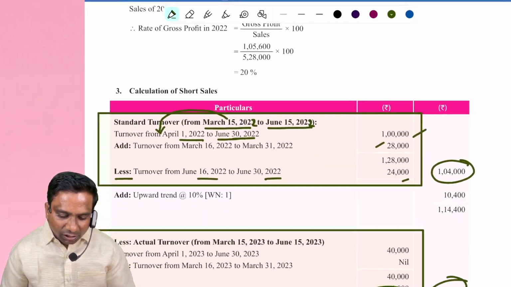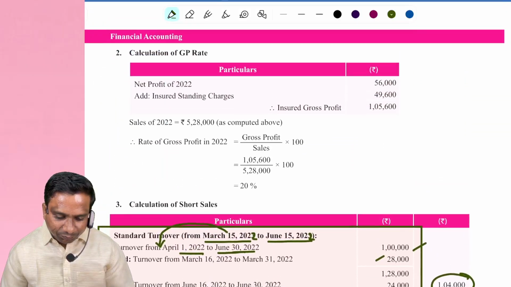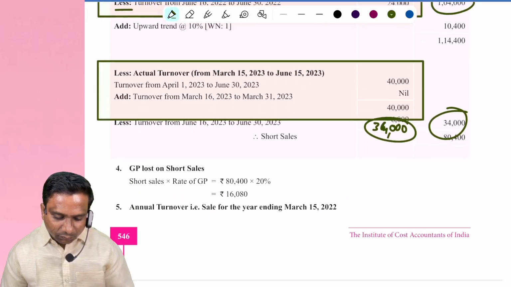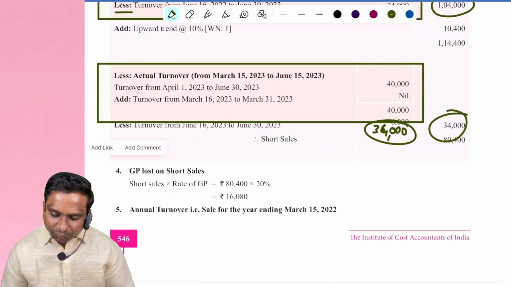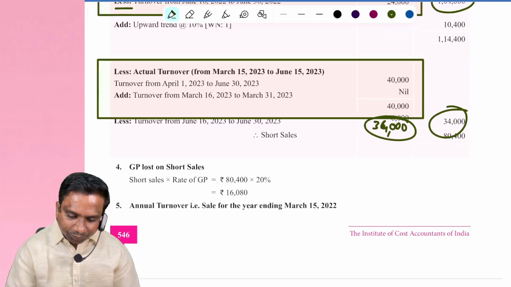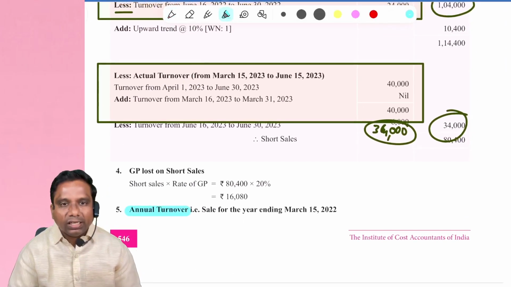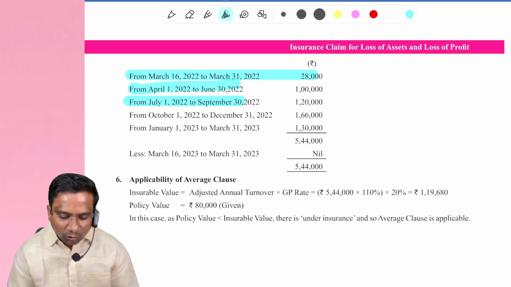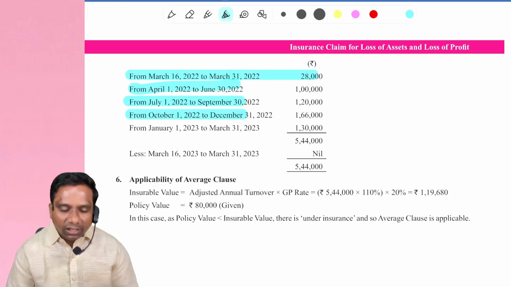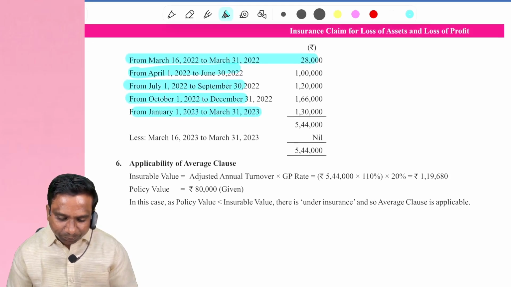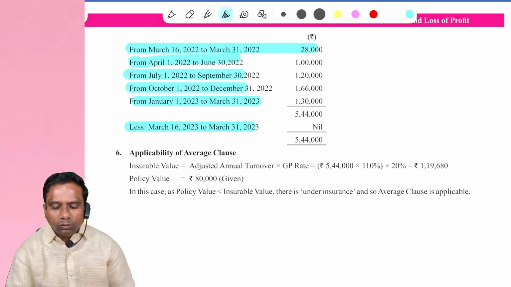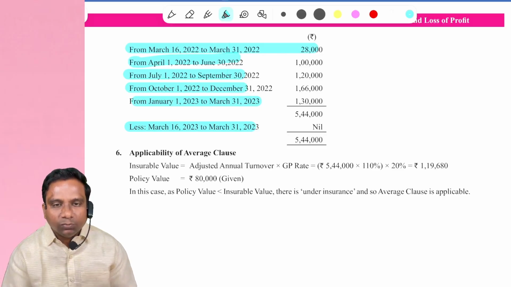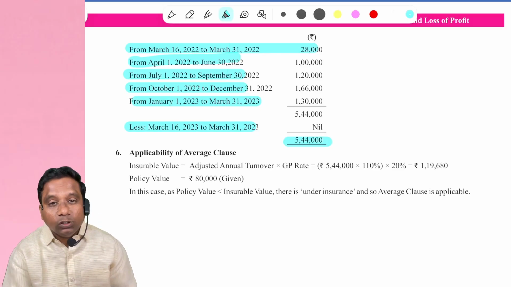Working note 4, annual turnover calculation. Annual turnover calculation is this, from 1st April to 31st March. Next quarter wise they are taking, look at 4 quarters. Next they are taking from January to 31st March. Next less March 16 to March 31st 2023. So that we are getting annual turnover.